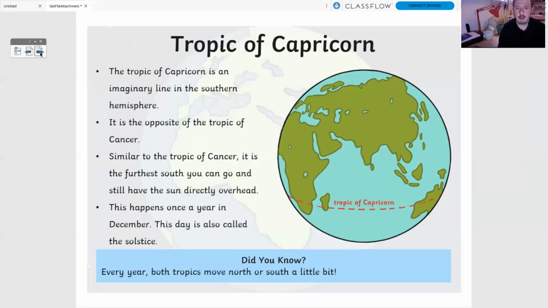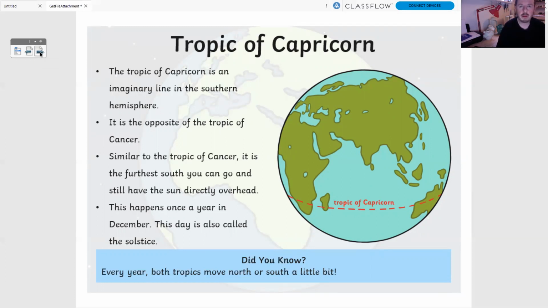Okay? The Tropic of Capricorn, which is south of the equator, is an imaginary line in the southern hemisphere. And it's the opposite of the Tropic of Cancer. Similar to that, it's the furthest south you can go and still have the sun directly overhead. And that happens once a year in December. And that's also called the solstice.